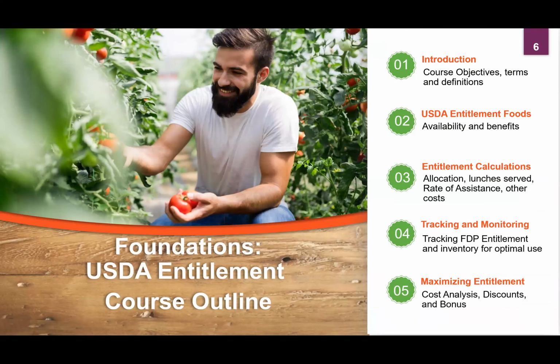Okay, so this is going to be our course outline for today. Of course, we'll go over the introduction. We'll talk about some objectives, some terms and definitions. We'll talk more about USDA entitlement foods and the availability and the benefits. We'll go into entitlement calculations, so allocation, lunches served, rate of assistance, and other costs. We'll also discuss tracking and monitoring FDP entitlement and inventory for optimal use, and maximizing entitlement. So we'll look at cost analysis, your discounts, and bonuses.